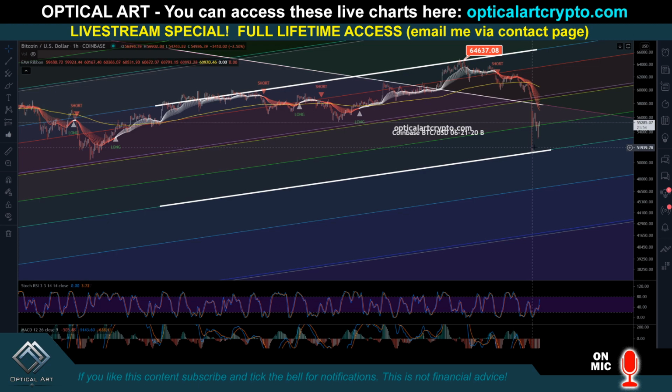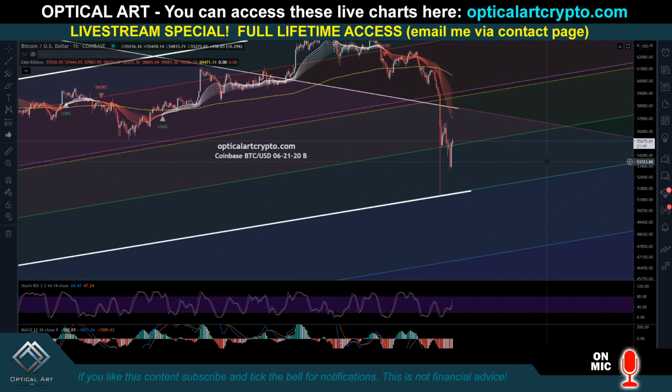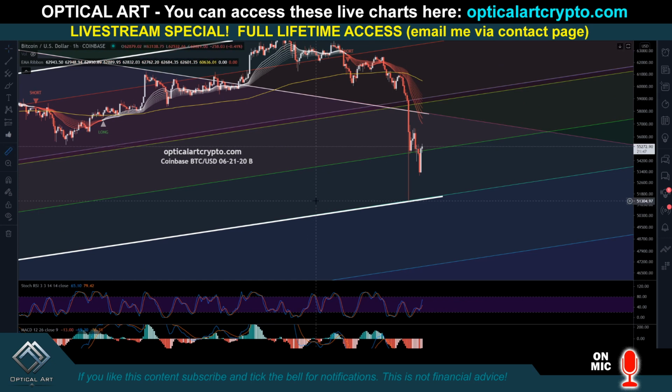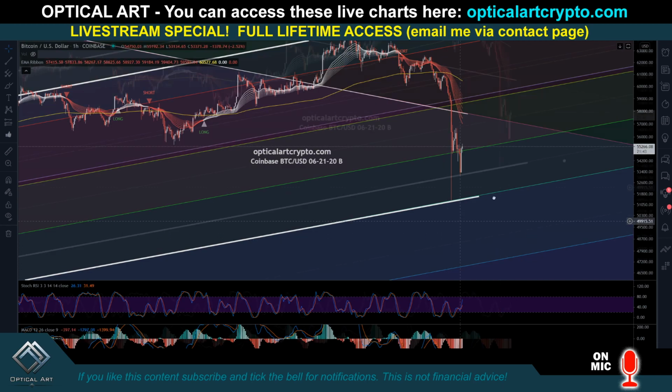If it hits this point and starts pushing up, this is where you buy. And if you did buy there, how much would you be up? Let's see. From this point, it pushed up a total of almost 10.5%. But let's follow this back.